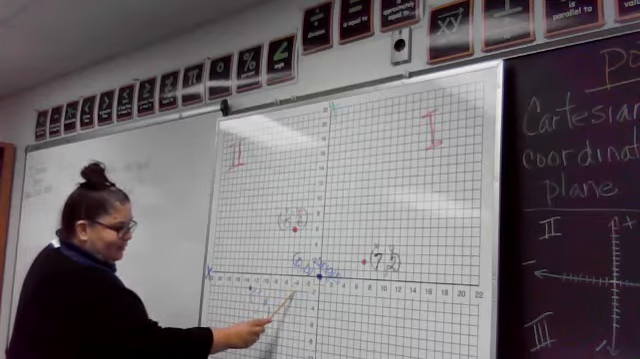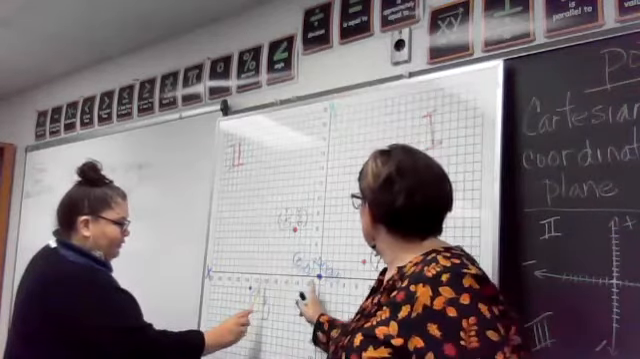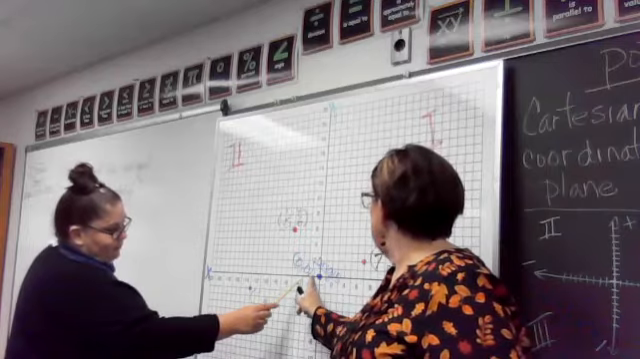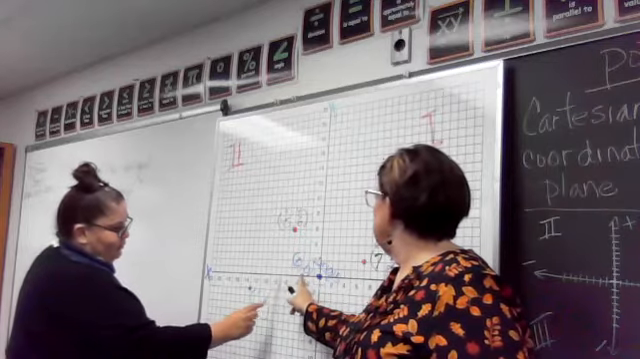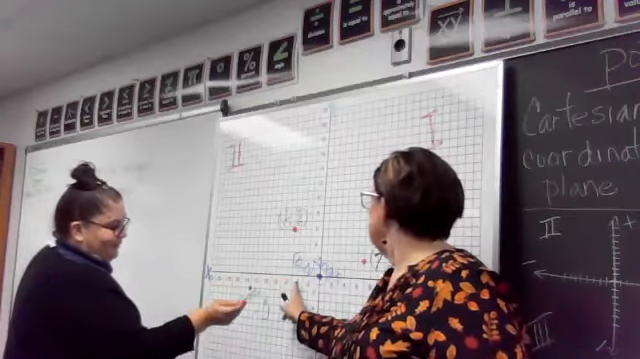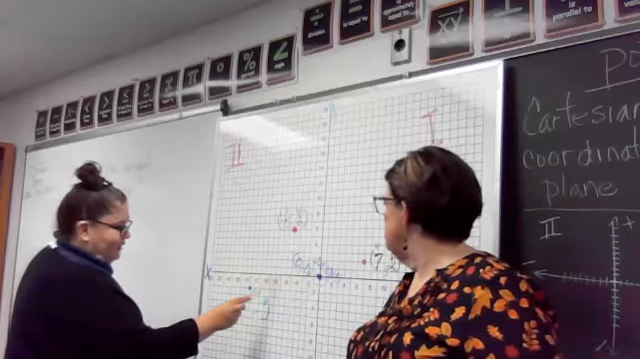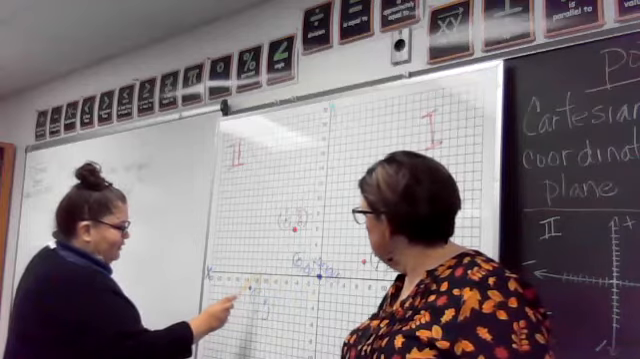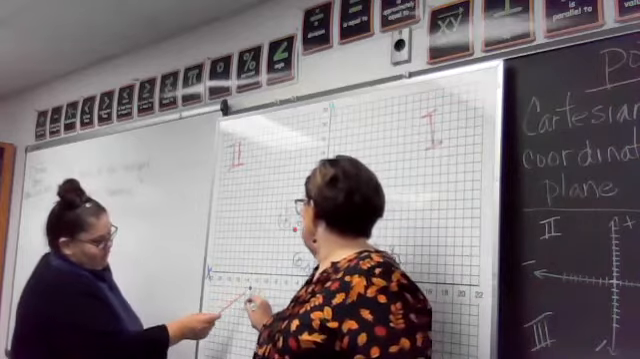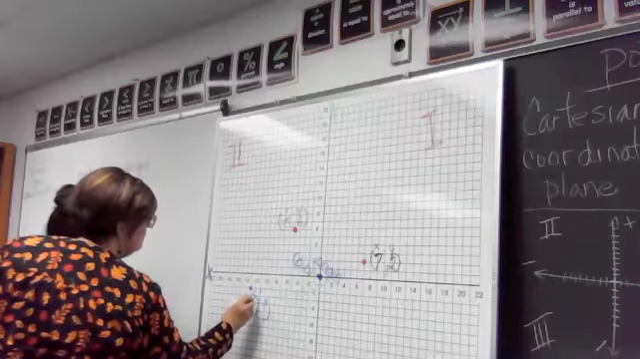Do we count this? No, you just count across the x-axis. 1, 2, 3. I see what you were asking, but you count up here. Because see the number? It's 4. 4, 5, 6, 7, 8, 9, 10, 11, 12, 13. So which direction did we go? Negative 13. Okay, so this is a negative 13.